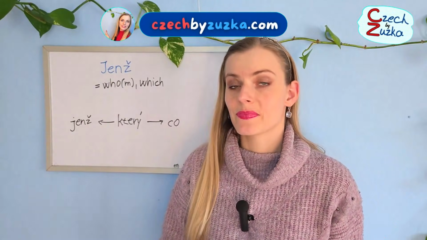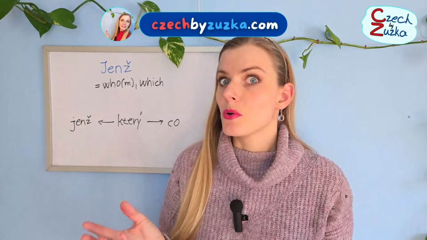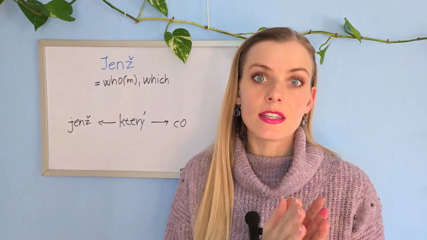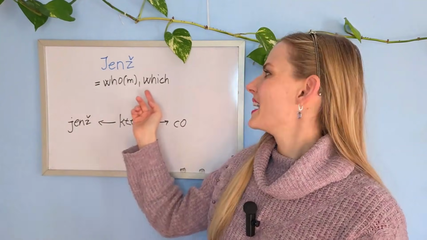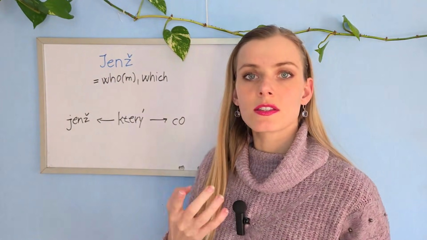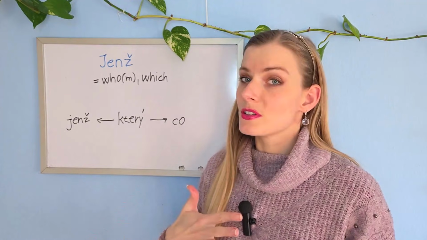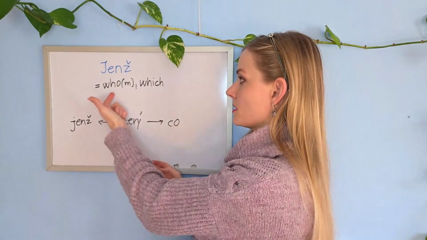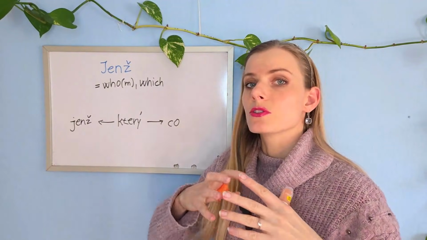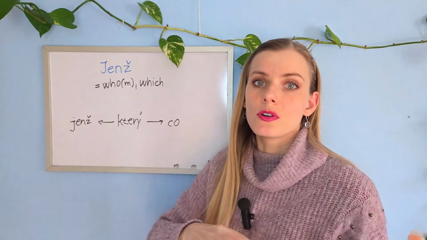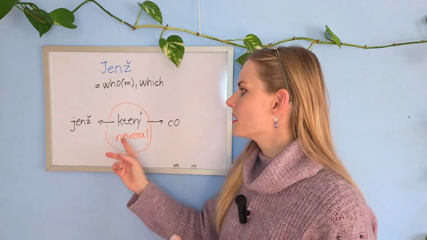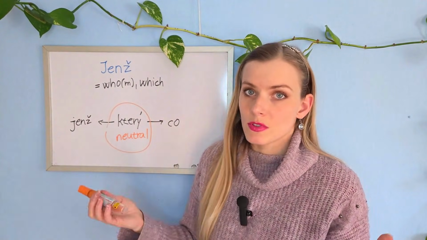What is Jenž? Jenž is a relative pronoun, just like který, which I covered some time ago. We can translate Jenž as who, whom, or which. It's both for people and objects. What makes it different from který? Který also translates to these, except který is neutral. It means it's not formal and it's not informal. It's simply neutral. So který is used much more in everyday language, even in written form nowadays.